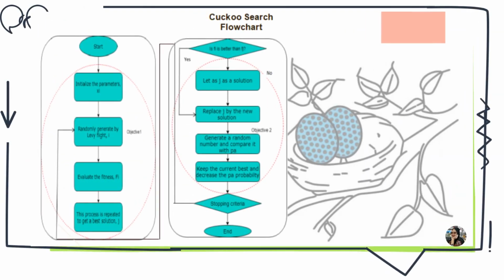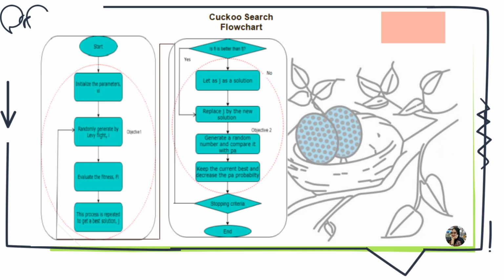This flowchart shows the flow of the cuckoo search. Start by initializing the parameters: generate the initial population and set the initial values of the host nest size, probability, and maximum number of iterations. Next, solutions are randomly generated by Levy Flight. Levy Flight builds a new nest at a new location. We use the Levy Flight on a fraction of the worst nests.